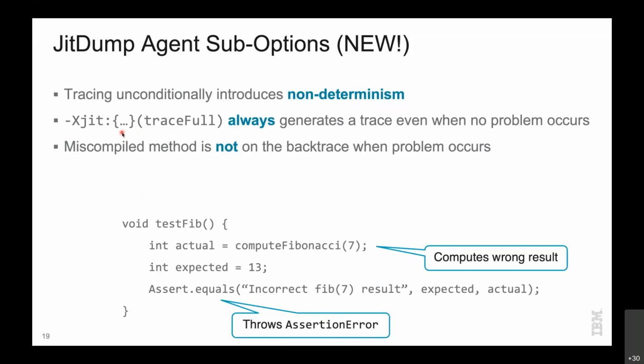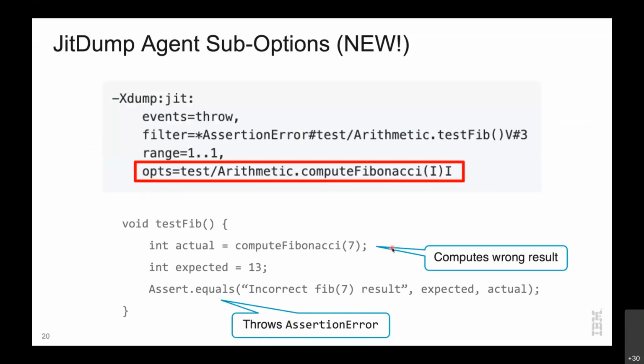And another problem is that, okay, maybe we can use an -Xdump option to generate a system core when this assertion error gets thrown. Okay, we can do that, but the problem is our bad method is nowhere to be found on the backtrace of this assertion. So that won't help us determine why the problem happened, because this method was executed before the assertion was thrown. So how do we typically fix these problems? Well, we can use a new JitDump feature.